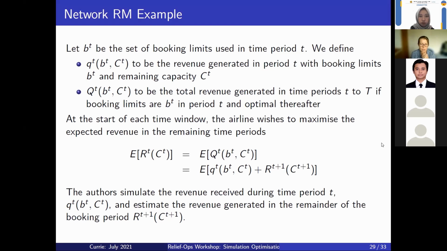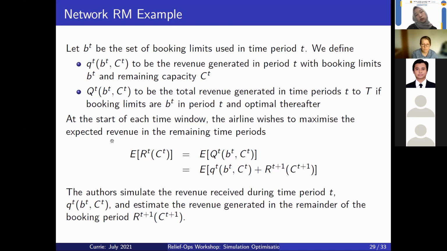And then the authors define a couple of quantities. So little q_T is the revenue generated in period T when you have used these particular booking limits, and the capacity that you have remaining on your flights is this C_T. Whereas big Q_T is the total revenue generated between now and the end of the booking period, so when the airline flies, if you set these booking limits to be B_T in period T, and then pick the optimal booking limits after that.